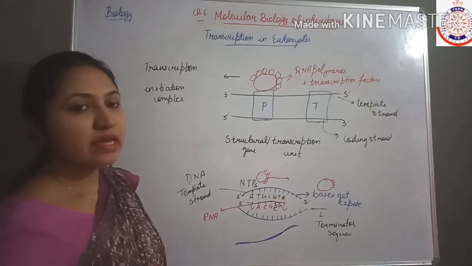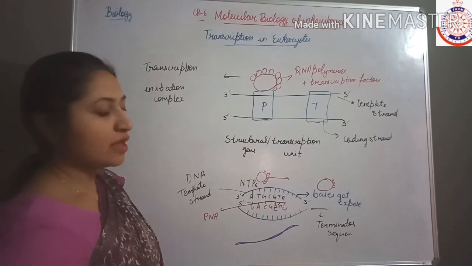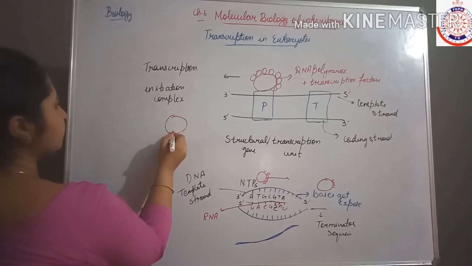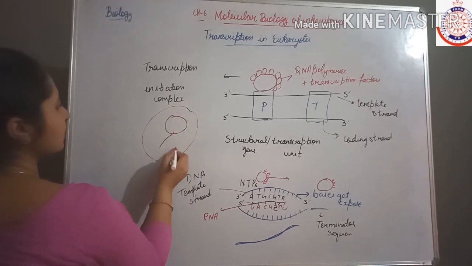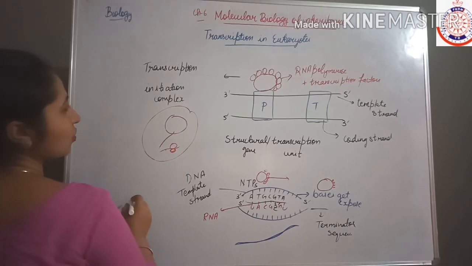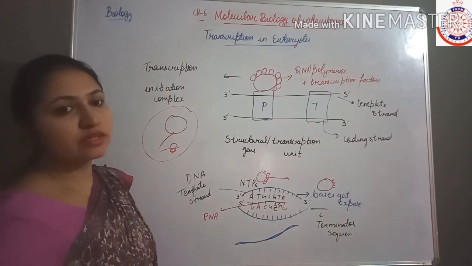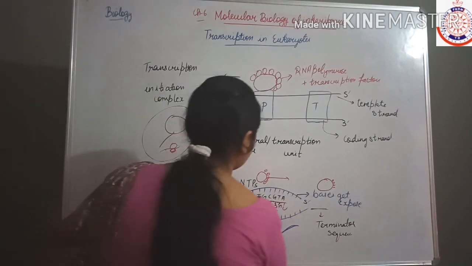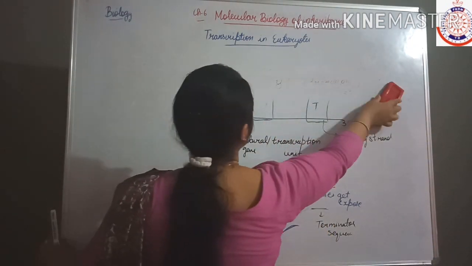Transcription and translation occur separately in eukaryotes, because transcription occurs in the nucleus, and then this RNA comes into the cytoplasm, and in the cytoplasm translation occurs. So transcription in eukaryotes occurs in the nucleus and translation occurs in the cytoplasm. Now next we will discuss the 3 types of RNA polymerases.